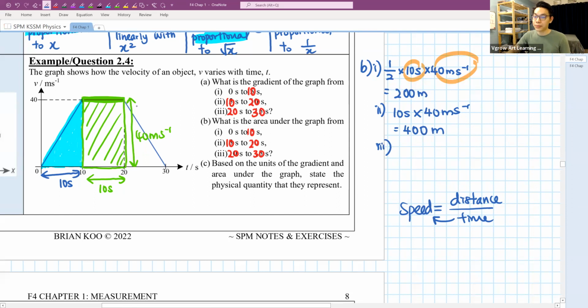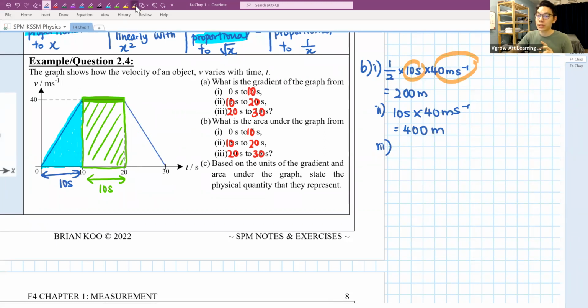And then the last one. Can you guys try and get me the answer now? We want the area of the graph from 20 to 30 seconds. So for area, I don't have to worry about negative or positive, because area doesn't have negative or positive. Area is always positive. You want the area under this part.